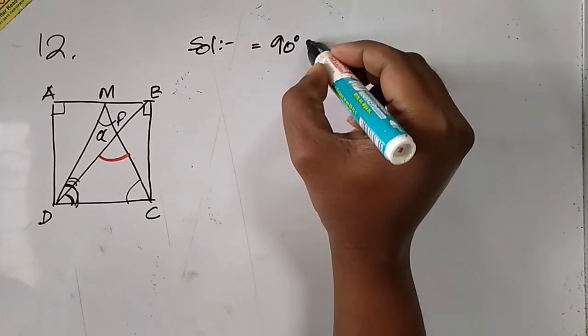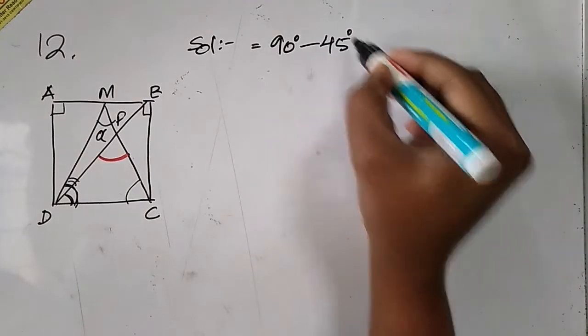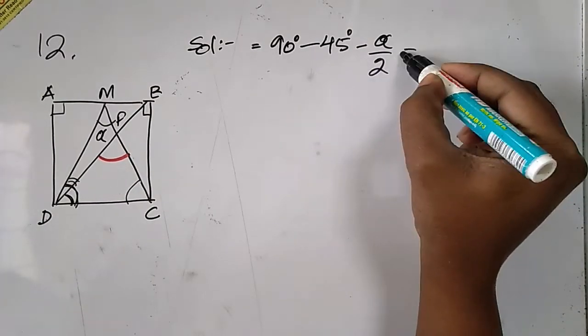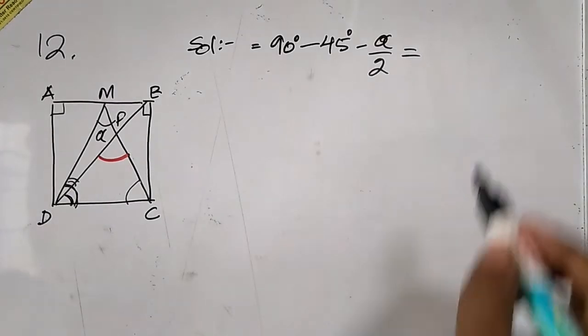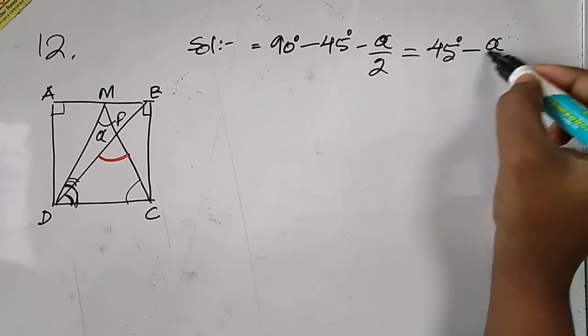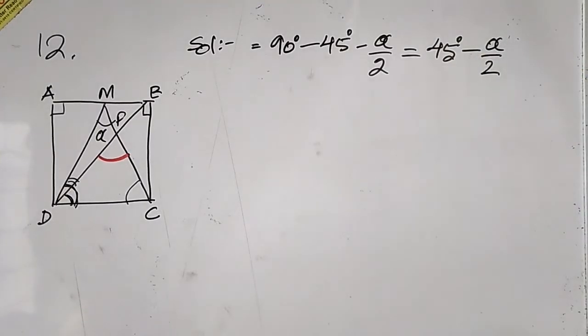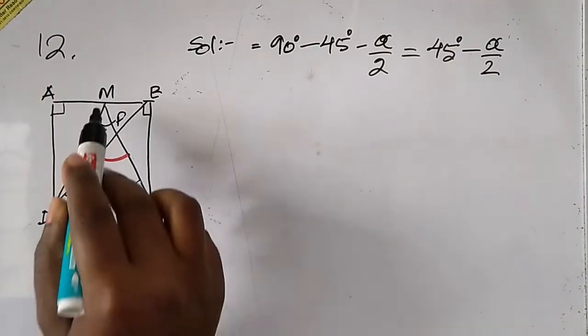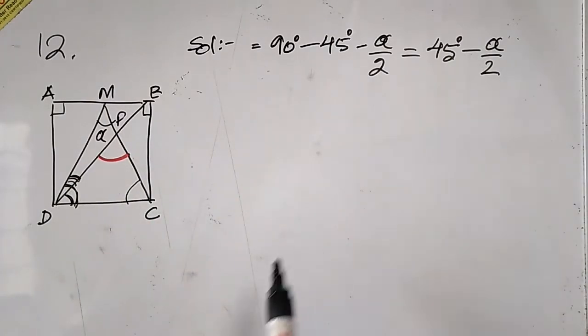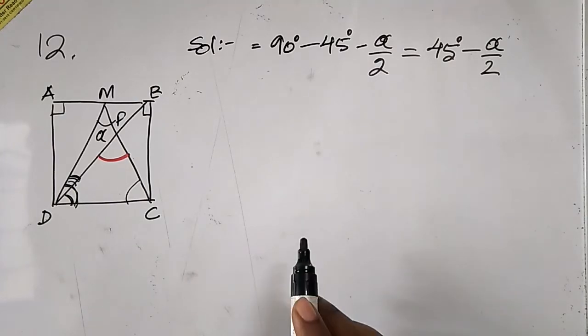about solving it. So 90 degree minus 45 degree, right? We just open the bracket, minus alpha by 2. Now when we solve this, how much will we get? 90 minus 45 is 45 degree. 45 degree minus alpha by 2. Right, so we have obtained the value or the measure of which angle? Angle MDB or angle MDP. That means this angle. This angle is how much? 45 degree minus alpha by 2.